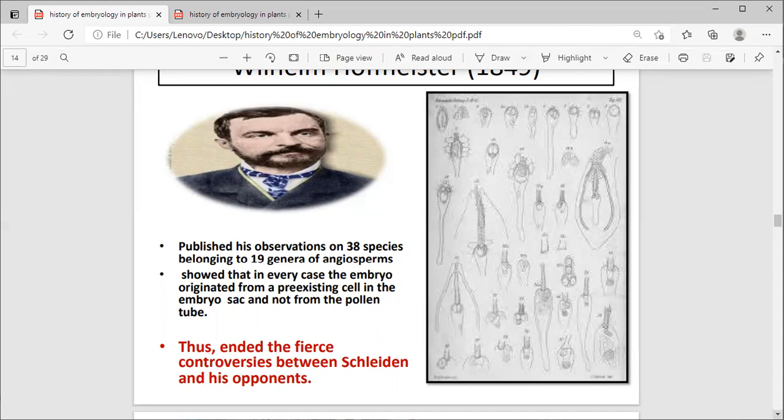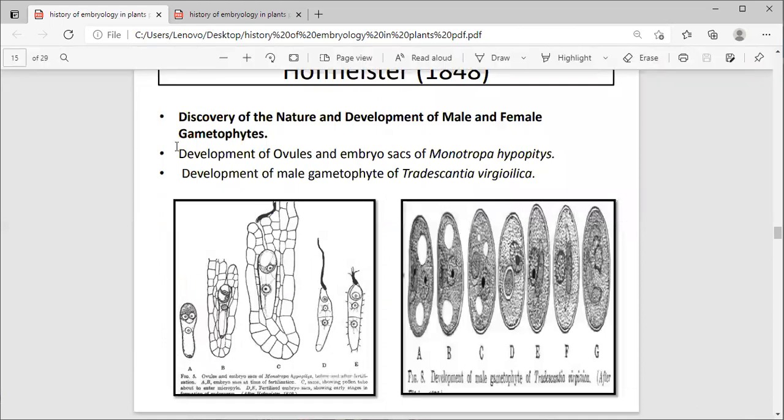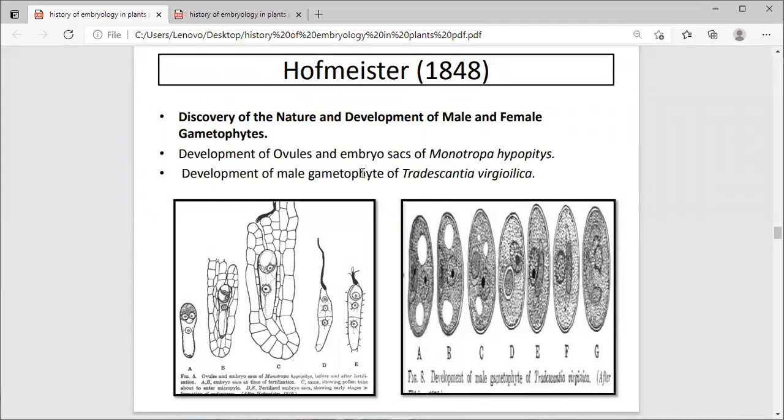So these are the different kinds of 38 species. You can view the detail here. So discovery of the nature and development of male and female gametophyte. First time this Hofmeister, in 1848, put forward that he had discovered how the development of male and female gametophyte takes place. So development of ovule and embryo sac in Monotropa, this plant here. He studied it in Orchis, the development of the male gametophyte, and he sketched this kind of diagram here.